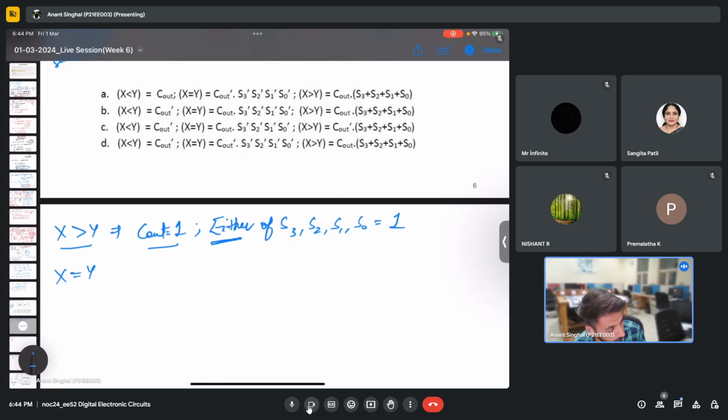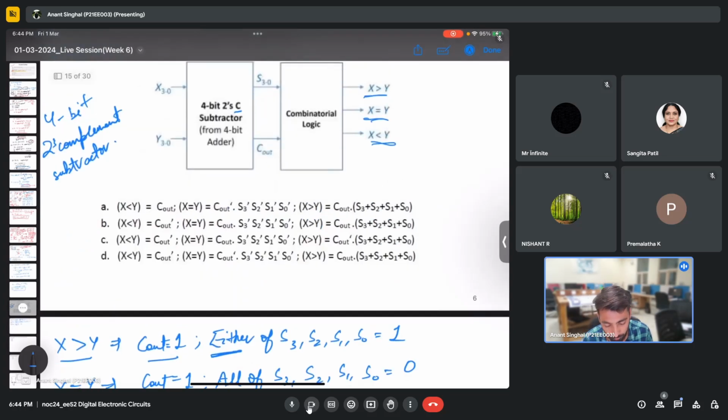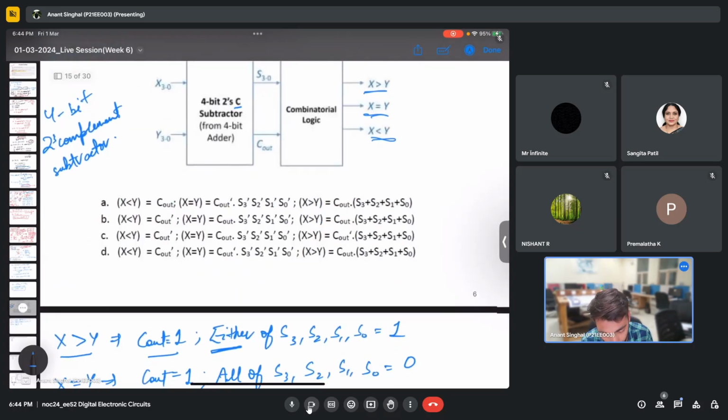Similarly for x equals to y, we need to have C out as 1 and all of S3, S2, S1, S0 should be 0. And the last is when x is less than y, C out is 0. We don't even care about what S3, S2, S1, S0 are. If this C out is 0, we can directly say that x is less than y. So these are the three basic conditions of this 4-bit 2's complement subtractor.